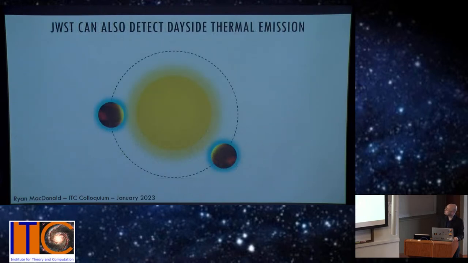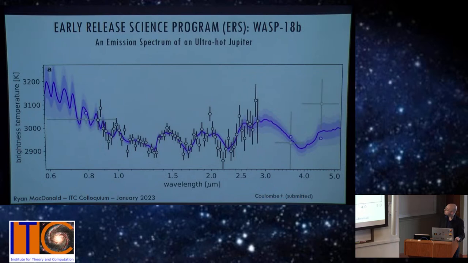And in a paper that we just put up on arXiv that's going through review in Nature at the moment, we have also just submitted the first retrieval analysis for thermal emission from an exoplanet atmosphere. So everything I've been focusing on so far has been focused on transmission geometry. But we can also probe thermal emission from the day side by observing the eclipse when the planet goes behind the star. So what we are seeing here is measurements of the brightness temperature of an ultra-hot Jupiter, WASP-18b.